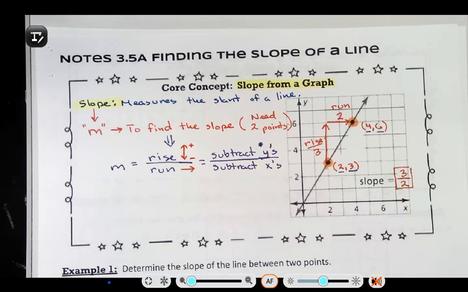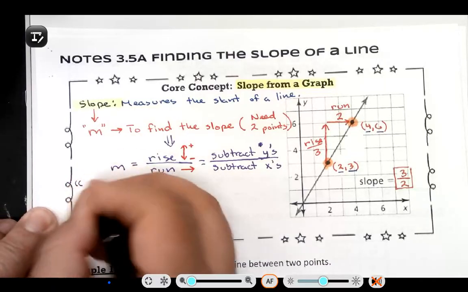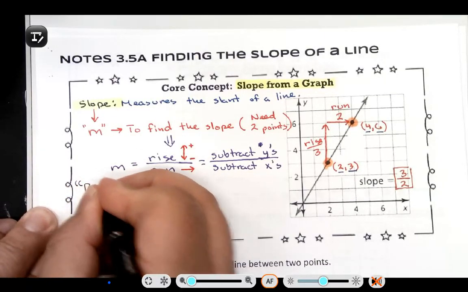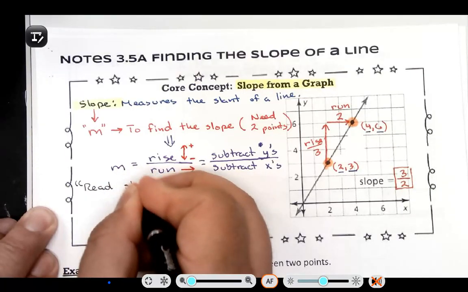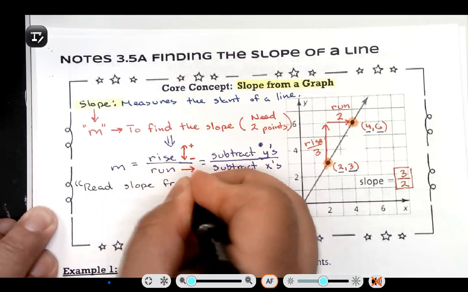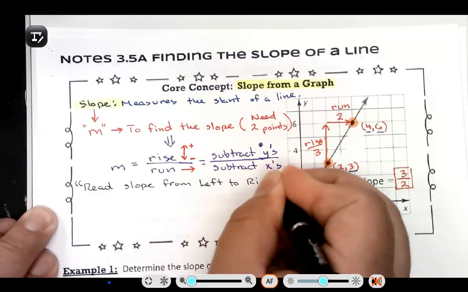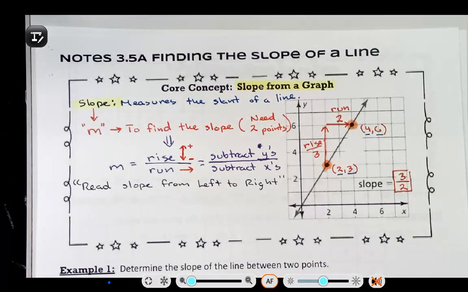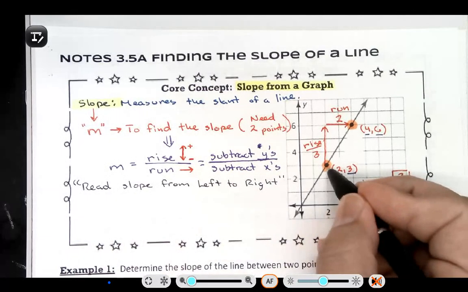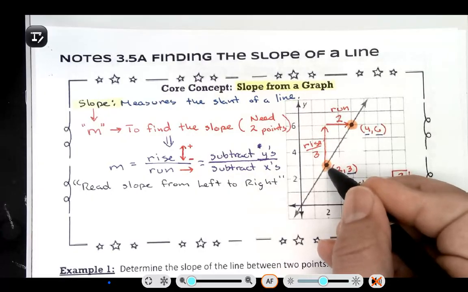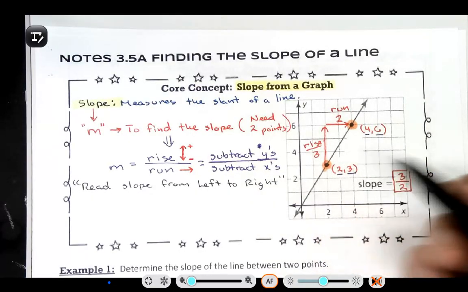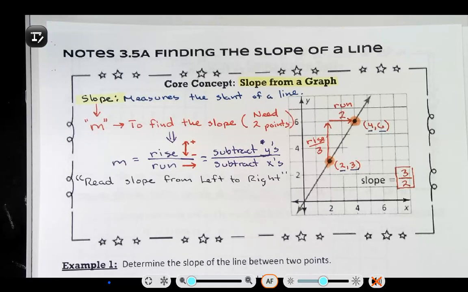One of the things that we did mention, and we didn't write it down, so we have room here, we could write it here. Just remember, we read slope from left to right. This is the reminder that when we do this, we want to make sure that I'm picking the point on the left first and then heading to the point that I have on the right side.